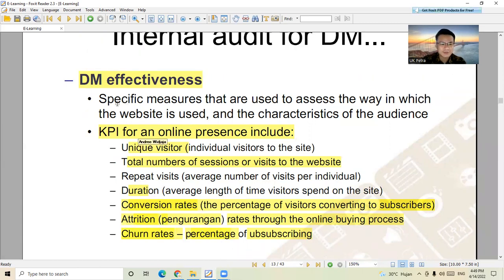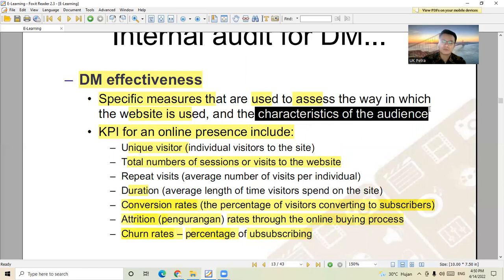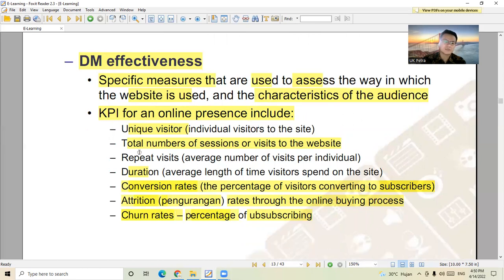As mentioned here in the first sentence, specific measures can be used to assess how the website is used and the characteristics of the audience. And I think these are only a small part of the metrics that can be used to measure digital marketing effectiveness.